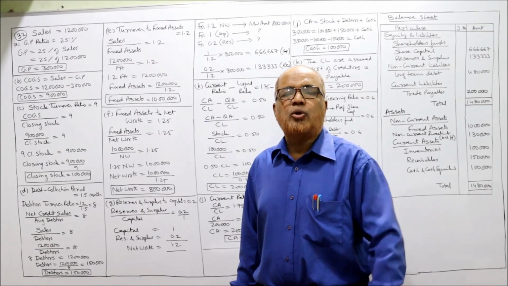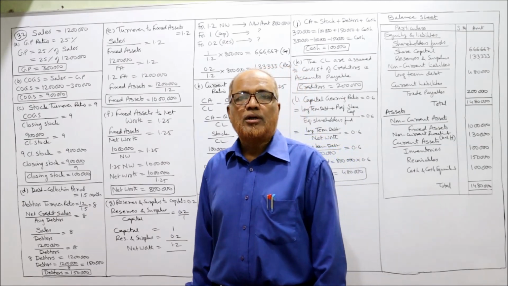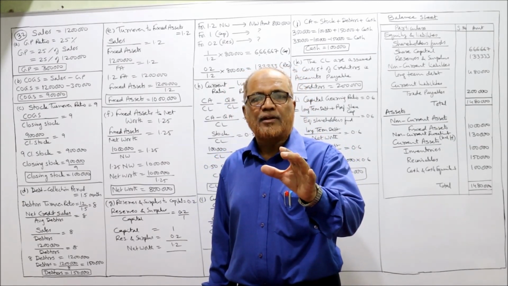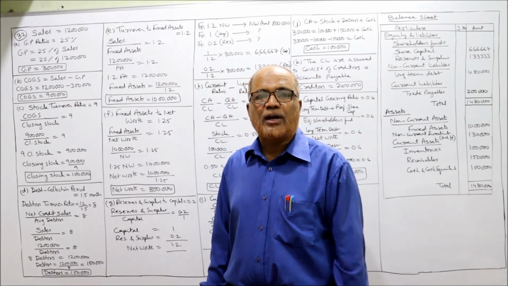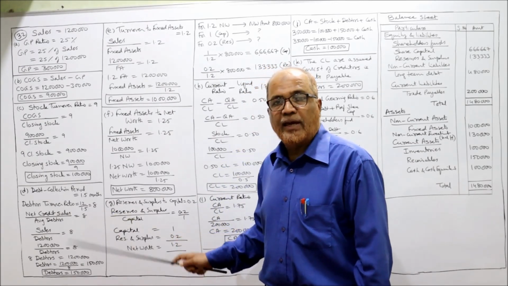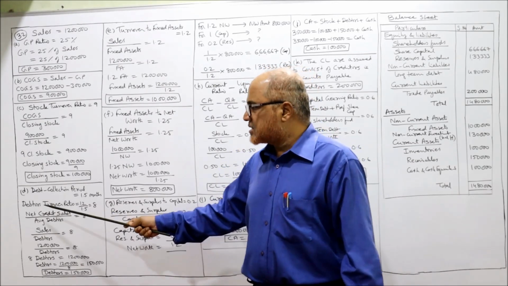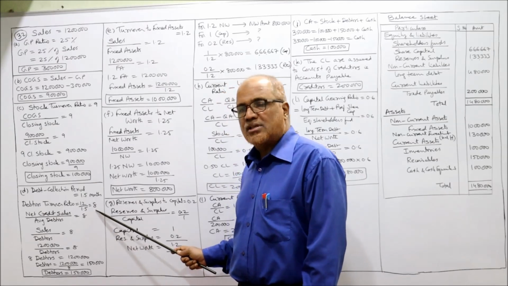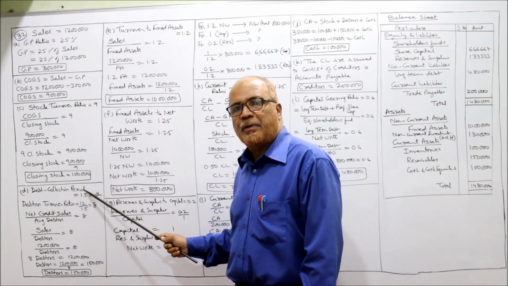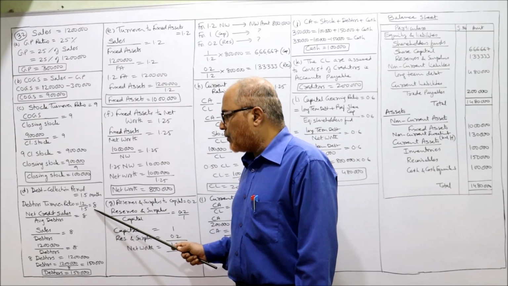So we can convert it into debtors turnover ratio. Year consists of 12 months. So 12 divided by 1.5, you will get 8. So 8 times. Debtors turnover ratio is 8 times. This 8 times we got from debt collection period. So 12 divided by 1.5, 8 times.